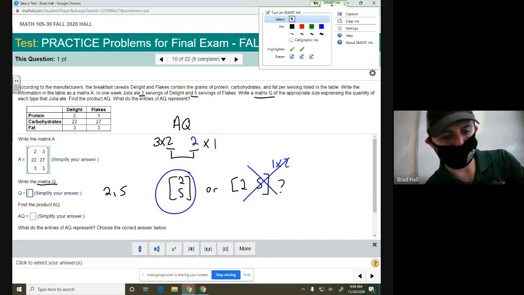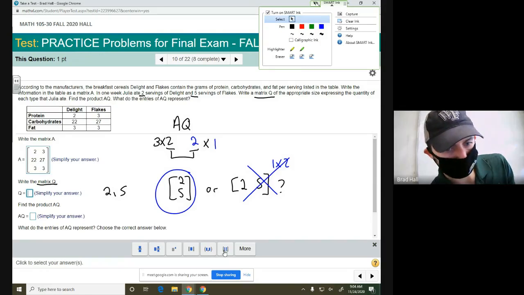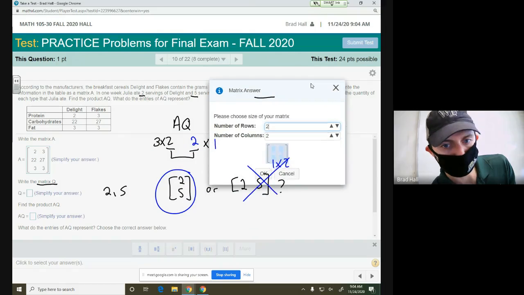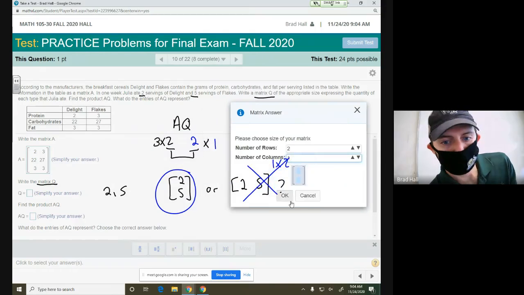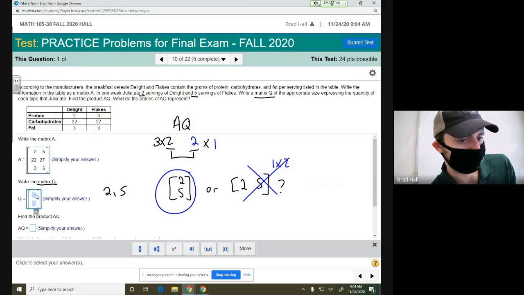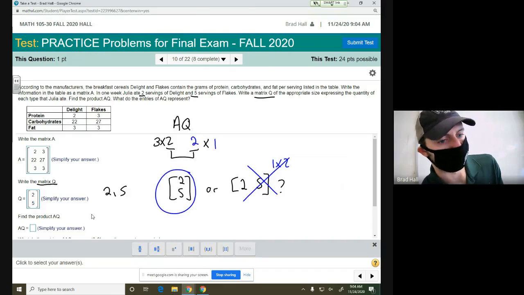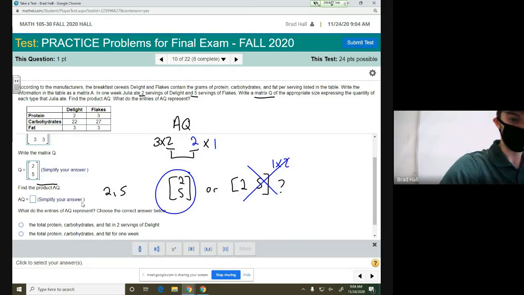So matrix Q is 2 rows, 1 column. 2 by 5. And then the product A times Q.